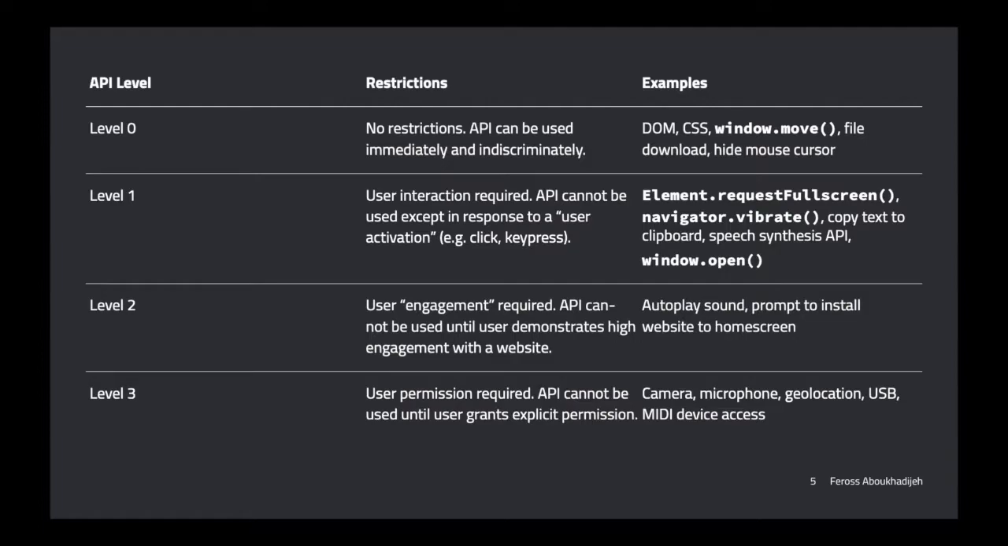And then there's this in-between level that is a newer category. These are APIs where the browser decides whether to allow them or not based on how engaged you are with the site. And this is a compromise between a straight-up permission prompt and just letting sites do stuff right away. An example of that is auto-playing sound.